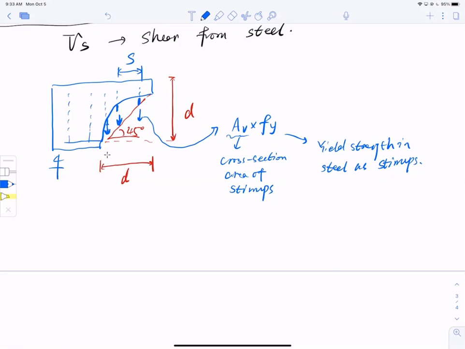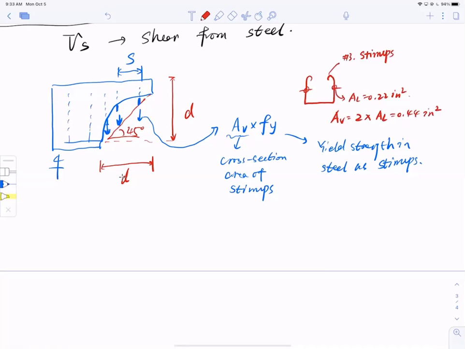So to do that, let me take an example of a number 3 stirrup. The cross section area of one leg is 0.22 inch squared. So Av equals 2 legs, and that is 0.44 inch squared. Then Fy for this case is usually 60 ksi for the yield strength.